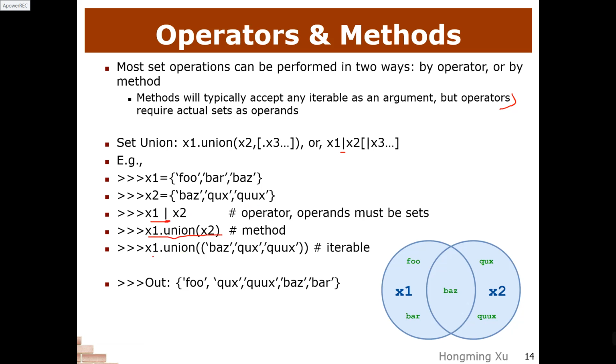Another thing is if we use the union function, we can also put the argument in this way. This is an iterable object. So all of these three operations produce the same result. This is the final output of the union operation.